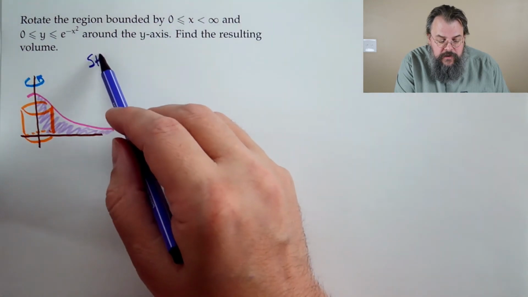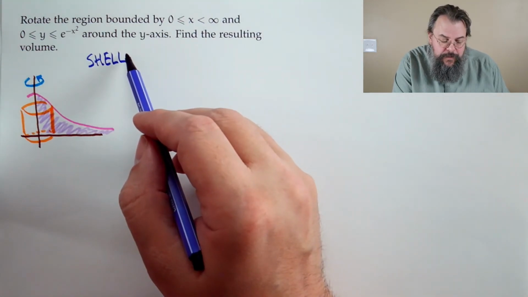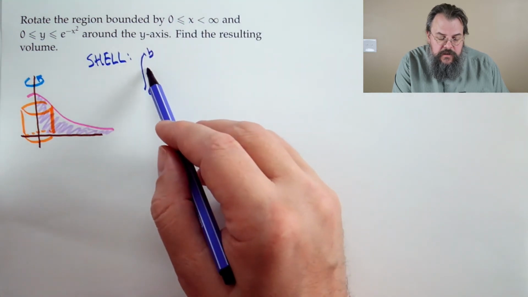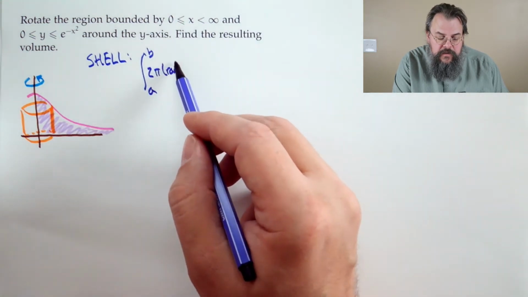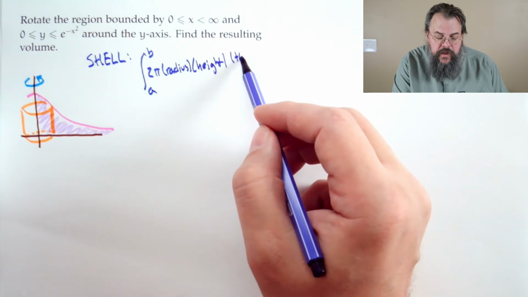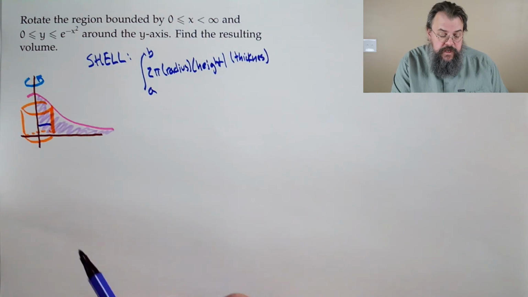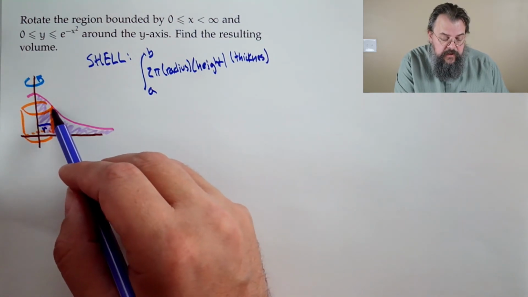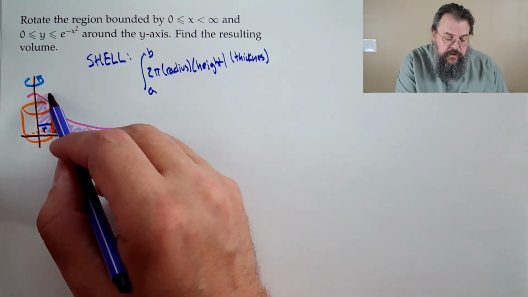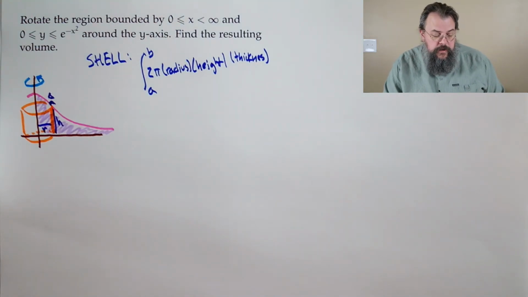So how does the shell method work? It's good to remind ourselves. This is quite the review. We're doing all these problems, remembering so many useful things. So the shell method says, add up, start to finish, a 2 pi, and you have a radius, a height, and a thickness. The radius is how far from where you're spinning. Your height is how far up and down you go. Your thickness is that little piece right there. I'll put a little tiny delta. That's your thickness. So that's our formula.